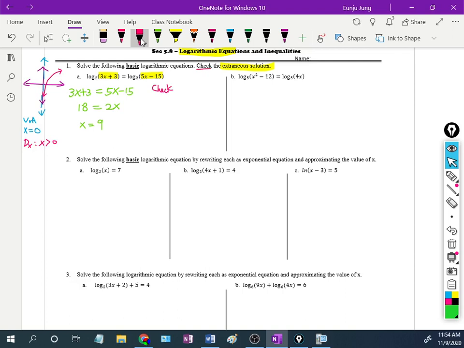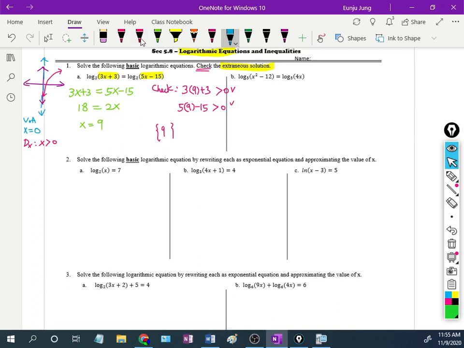Left hand side, I have input 3 times x plus 3. I'm plugging this in. Is it greater than 0? Yes, it is a positive number. How about the right hand side? 5 times x, which is 9, subtract 15. What do I get? That's still positive, right? So both cases, check, check. So yes, this will be the solution. If it is not, it is not going to be a solution, okay? Make sense? All right.